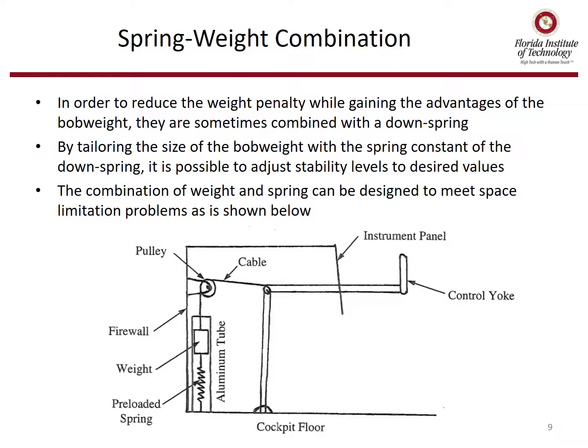In order to reduce the weight penalty of a bob weight, we can join it to a spring. And by tailoring the size of the bob weight with the spring constant of the downspring, it's possible to adjust stability levels to a desired value. The combination of weight and spring can be designed to meet space limitation problems, as is shown below with the aluminum tube option.